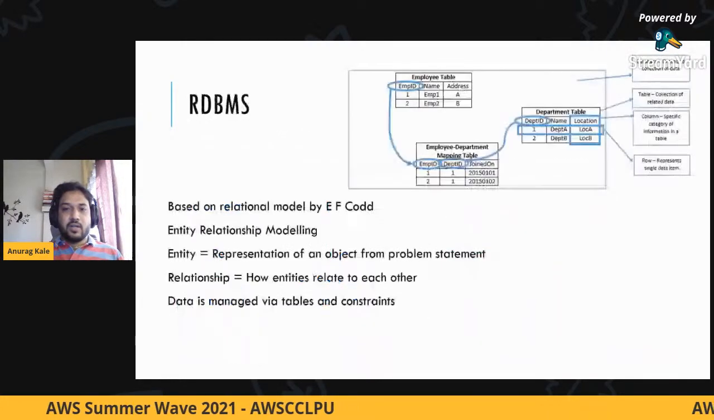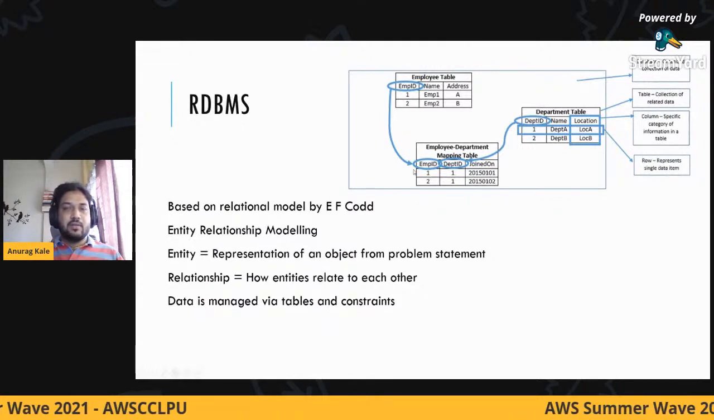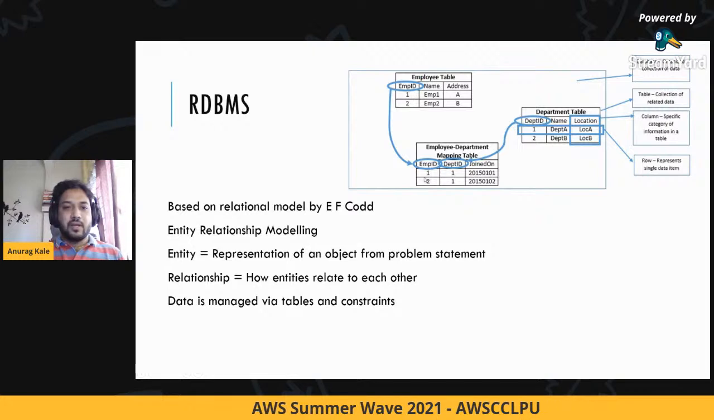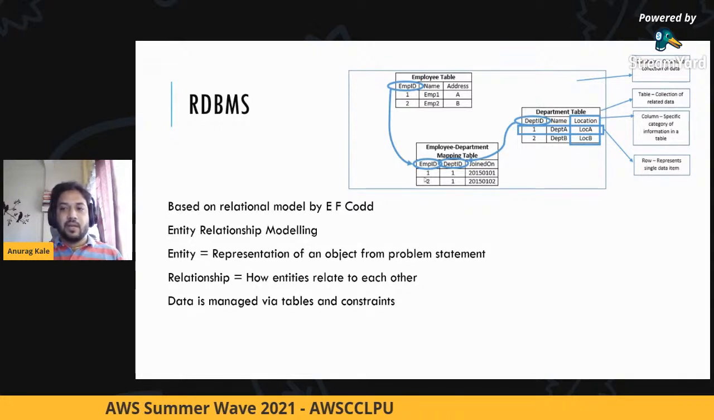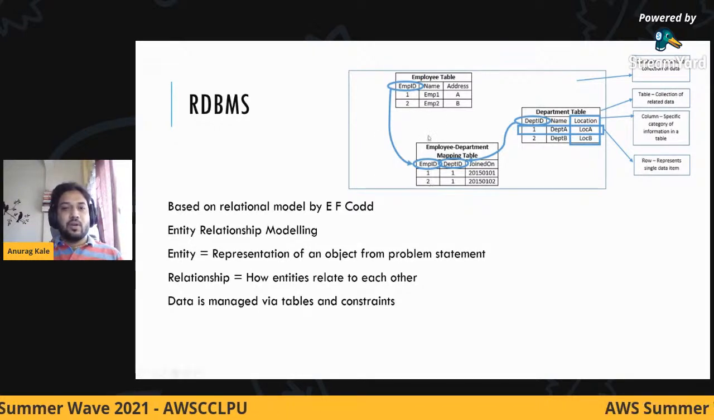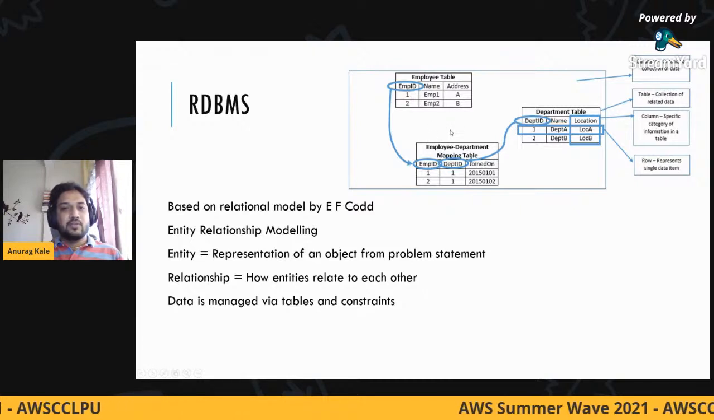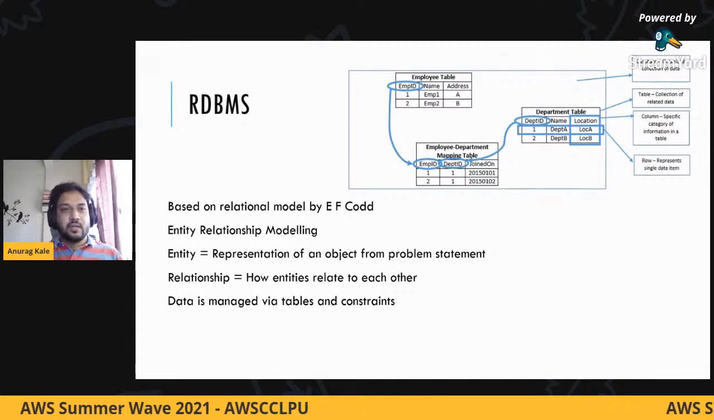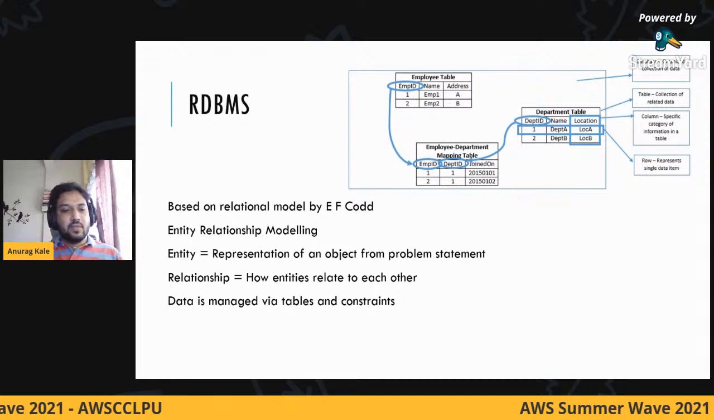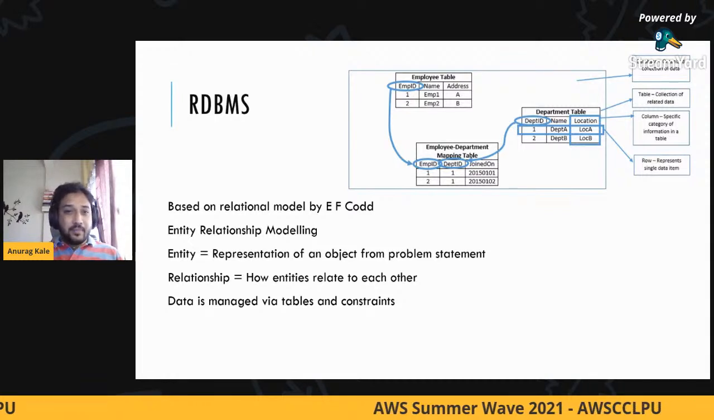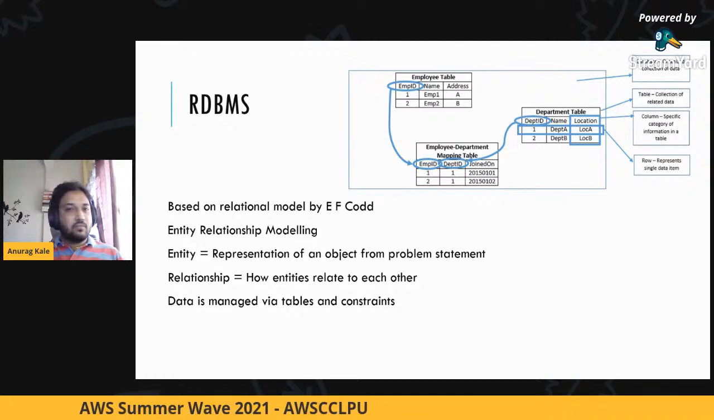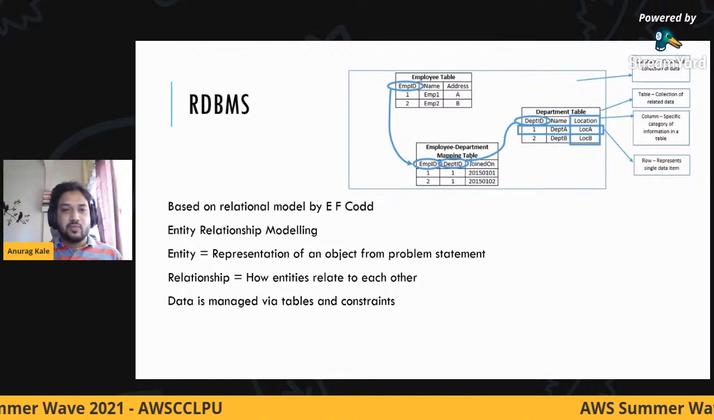So what does this mean? In this particular diagram, it means that employee number one belongs to department number one, as well as employee number two belongs to department number one, and so on and so forth. So this is a very simple paradigm which has been used for a long time, right? It has been the basis of the LAMP stack. The LAMP stack has been a very famous development stack for the last 25 to 30 years.